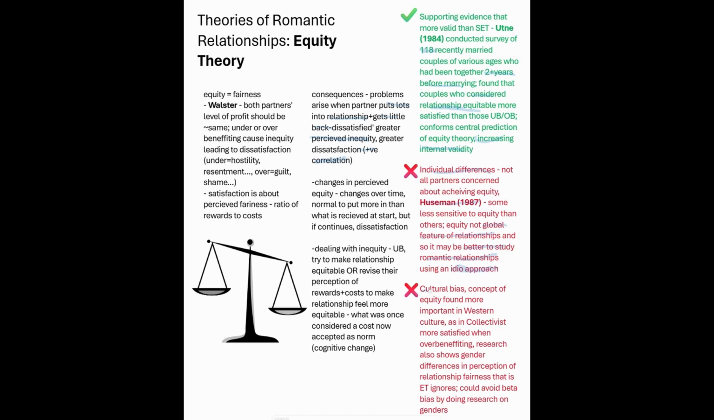It also suffers from cultural bias. This is the concept of equity being found more important in Western culture, because in collectivist cultures people are more satisfied when they're over-benefiting. Research also shows that gender differences in perception of relationship fairness are ignored by equity theory, and therefore they could avoid this beta bias by doing research on genders as well.